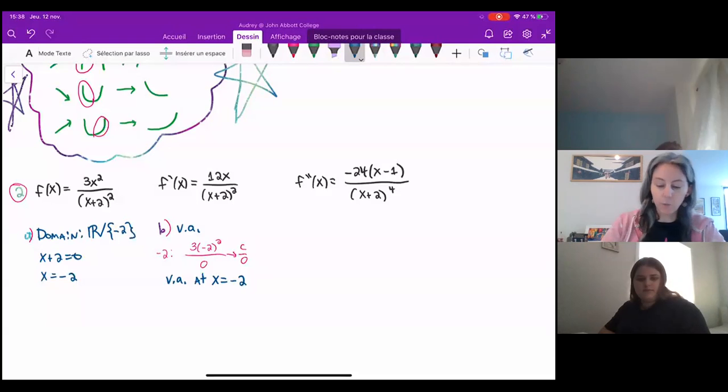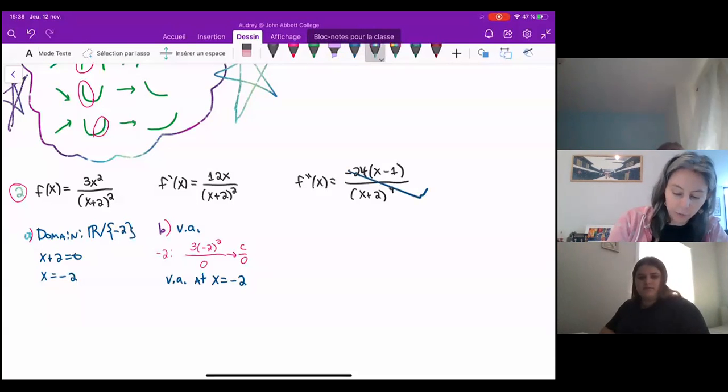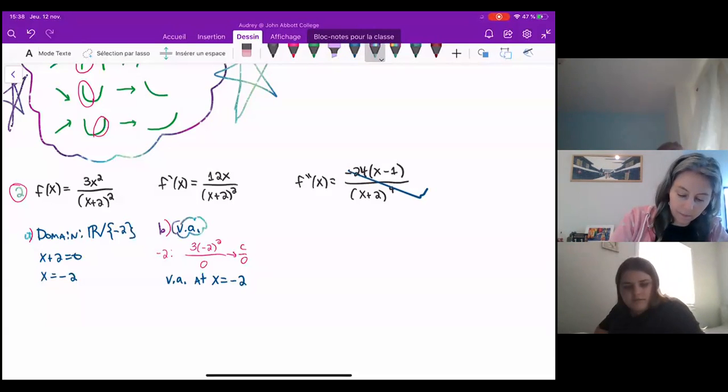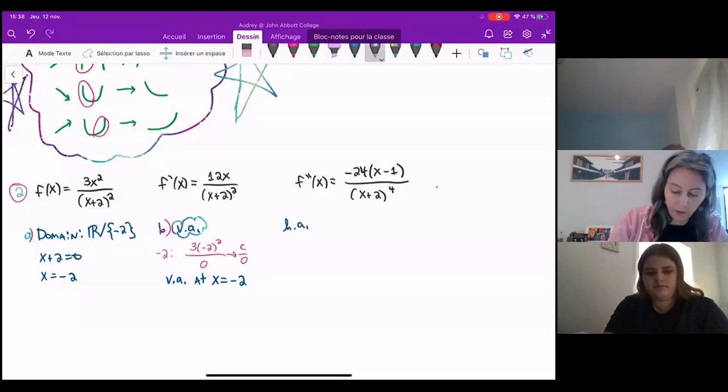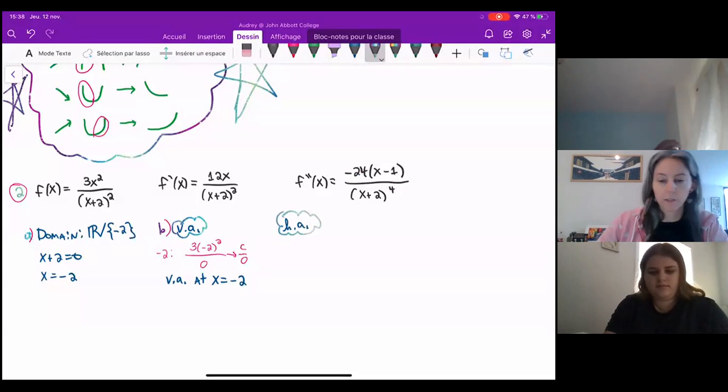Vertical asymptote at x equals 2. How do we find our horizontal asymptotes? What do I do for my horizontal asymptotes? The limits at infinity, you got it.